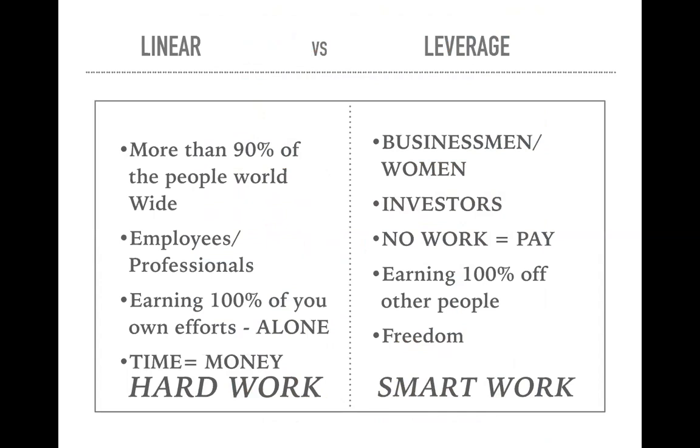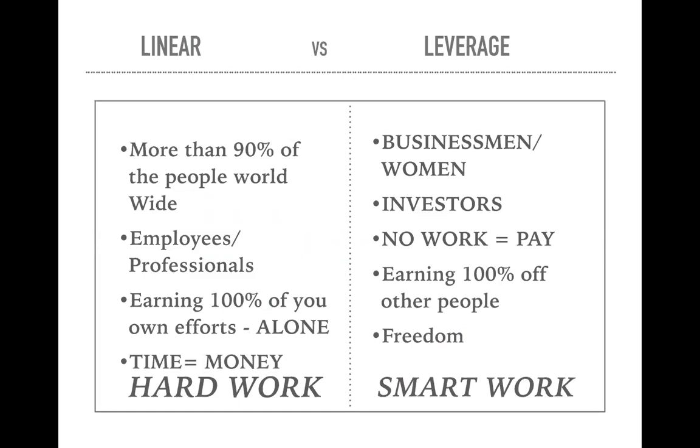Now, linear versus leverage income: what are the advantages and disadvantages? Linear income is what more than 90% of the world's population do, where they are employees or professionals. They're earning 100% of their own efforts, which means it's hard work. They don't have time freedom. They're never going to become financially free. And it's very rare that, working 9 to 5 for someone else, you ever become a millionaire, which means you'll never be free. That's working hard, stressing yourself and killing yourself, going through this burden in your life and carrying baggage. And that's what most people do.